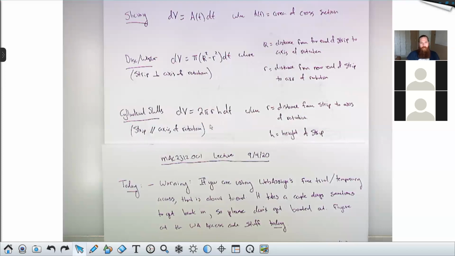Since the strip is parallel to the axis of rotation, there's only one way to measure the distance from the strip to the axis of rotation. There is no near end or far end. The strip is very, very thin, so it's just the distance from the strip to the axis of rotation. That's the radius. And h is the height of the strip, or the length of the strip, however you want to think of it. And then you integrate dV, which is 2 pi r, that's the circumference of the cylindrical shell, times the height times either dx or dy.